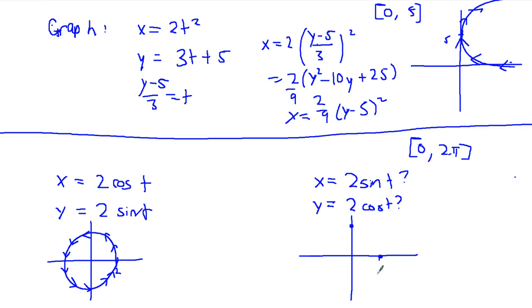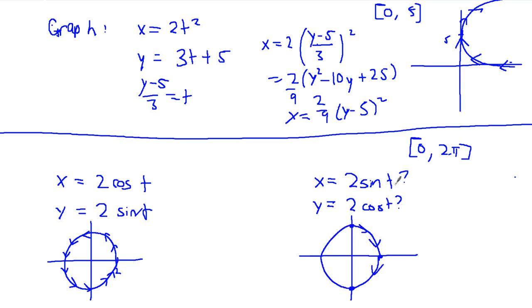And then let's try pi. So this is at 0, this is at pi over 2. Let's try pi. So 2 sine of pi is 0, 2 cosine of pi is negative 2. So it'll be right here. And you could see that if you plotted more points, it will also plot a circle, this time starting from right here.